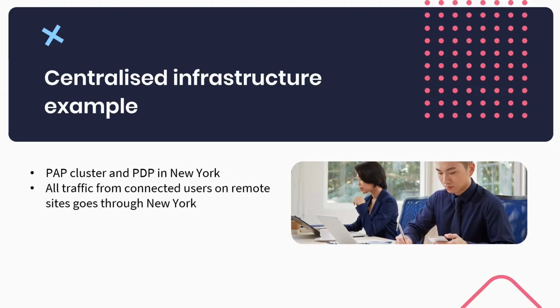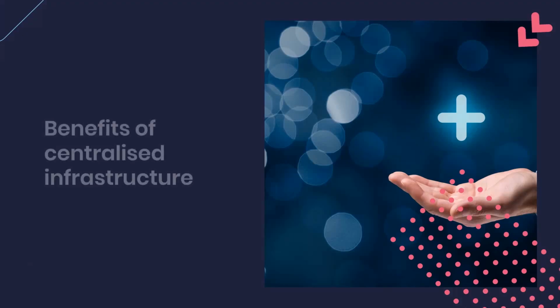All the traffic from connected users on the remote sites will have to go through the centralized server in New York. So what are some of the main benefits of centralized infrastructure? The most obvious reason for businesses to adopt a network infrastructure like a centralized one is to ensure the efficiency of the network. There are some benefits to go with a centralized infrastructure.